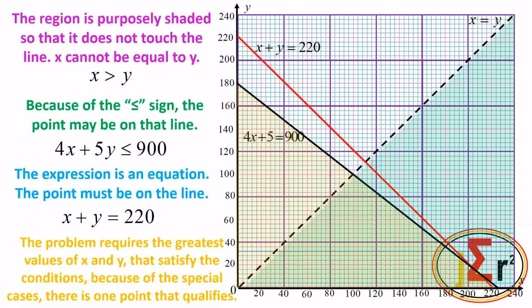The problem requires the greatest values of x and y that satisfy the conditions. Because of the special cases, there is one point that qualifies. The problem is just restricted to a single possible point. How so? Because no point on this line will qualify. Additionally, any point that will qualify must be on this line. Because irrespective of what values of x and y we choose, x plus y must be equal to 200.